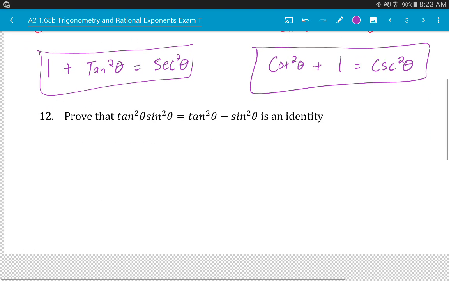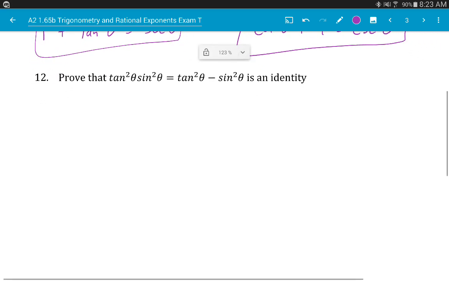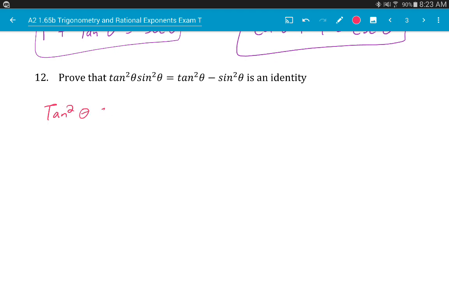Now I'll do the two proofs, but I'll do them quick. Prove that this is an identity. So we have on one side tan squared theta times sine squared theta, and on the other side we have tan squared theta minus sine squared theta. Okay, this is my left-hand side, and this is my right-hand side.